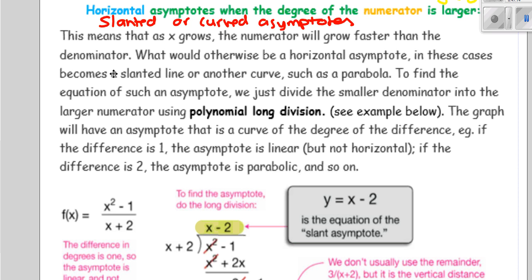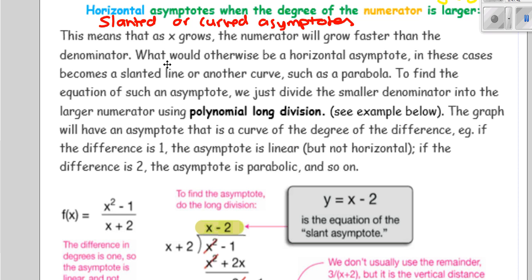You can get slanted or curved asymptotes when the degree in the numerator is larger than the degree in the denominator, the opposite. Good, yeah. This means that as x grows, the numerator grows faster than the denominator. If you plug in 100, that number is big, that number is big, but if you plug in 1,000,000, this number is way bigger than that number, because it would be 1,000,000 squared over 1,000,000. So as x gets larger, the numerator will grow faster than the denominator.